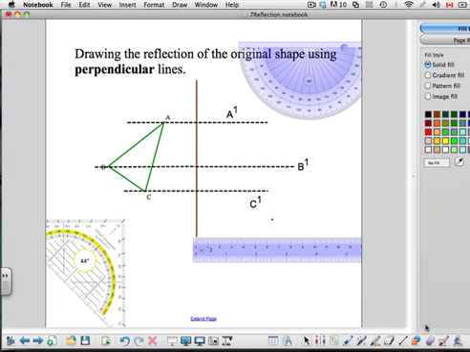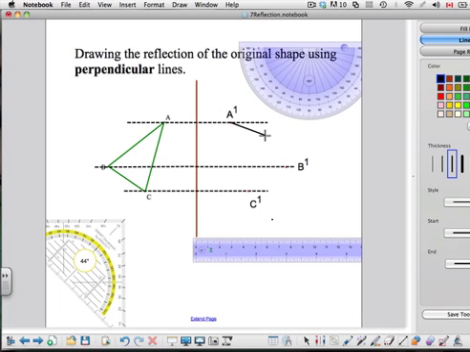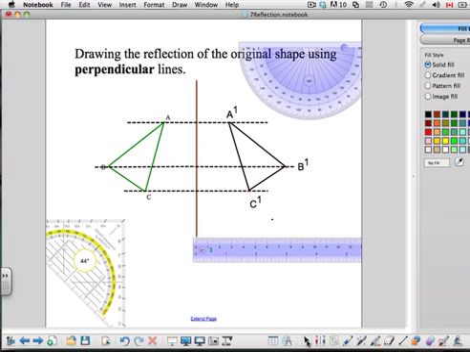A prime, B prime, C prime. So now you did the same as you did in the translation and the rotation. You join the points, which are actually the vertices of my triangle. Now this triangle has the same angle measurements, has the same side lengths as your original triangle. It's important to be accurate when you're doing these.